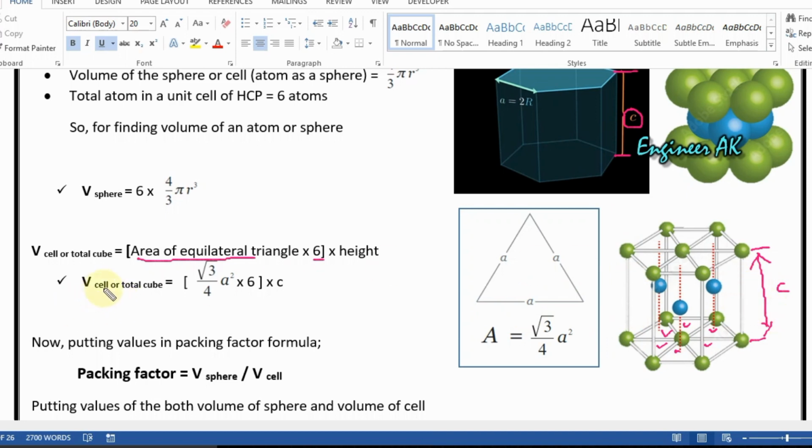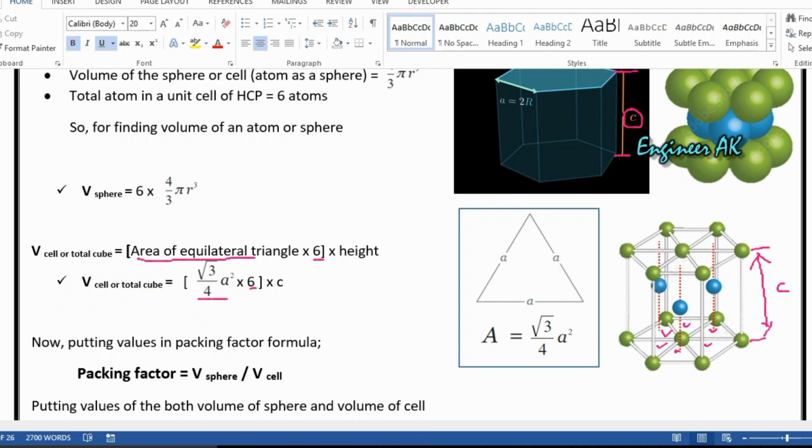So the volume of the cell is equal to the area of the equilateral triangle, which has a formula of root 3 by 4 a square, right? This is the formula for an equilateral triangle. I have written it here, then multiply by 6 and multiply by the total height, which from here till here is C. So that's how I will get the volume of the cell, right?